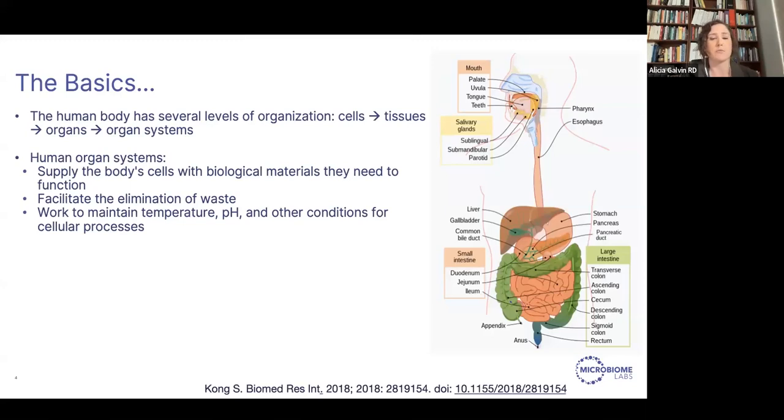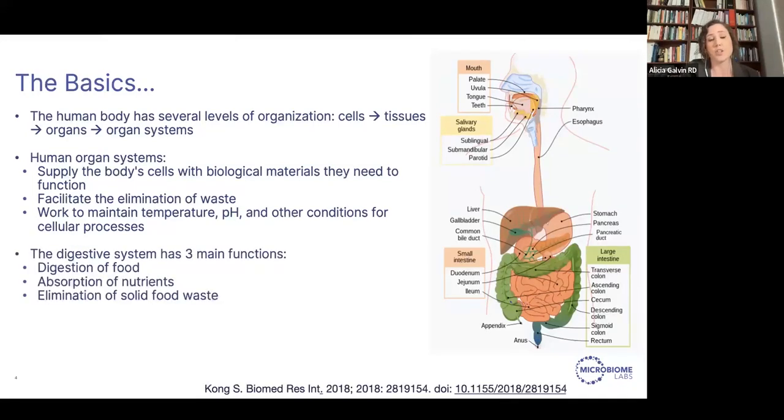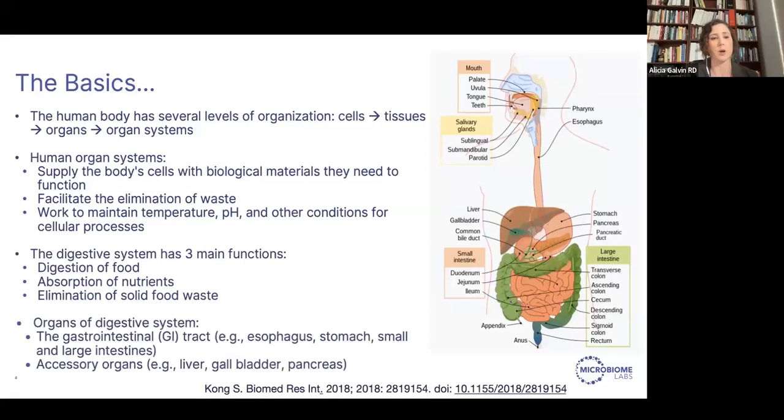They produce biological materials. They might facilitate the elimination of waste as the digestive system does, or they might help to maintain body temperature, pH, or other conditions. And the GI or the digestive system has 3 main functions: digest food, absorb nutrients from that food, and eliminate solid waste. Now, we're going to go into a lot more about the immune system and the different functions of the microbiome and whatnot, a little bit in this webinar and then definitely for the next one. But in terms of the digestive system, it's primarily those 3 main functions.